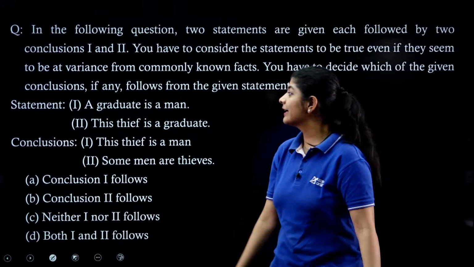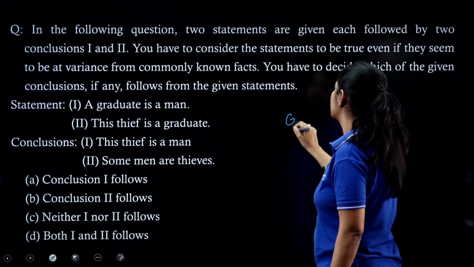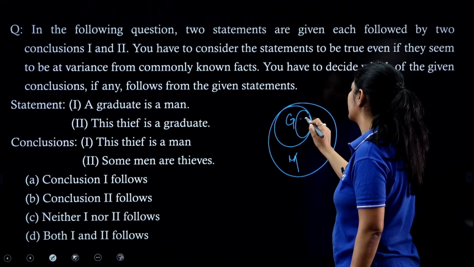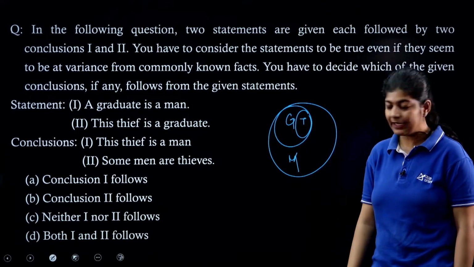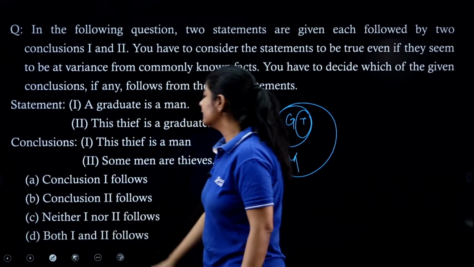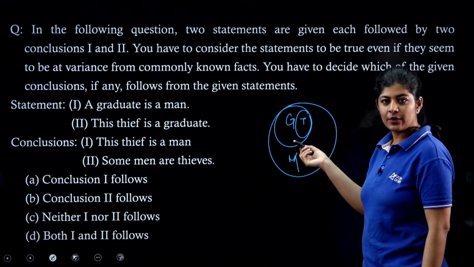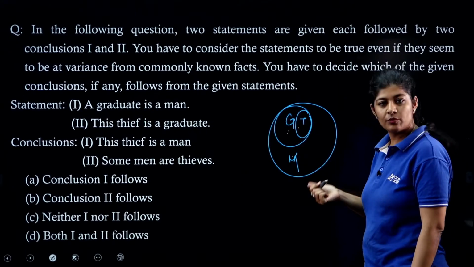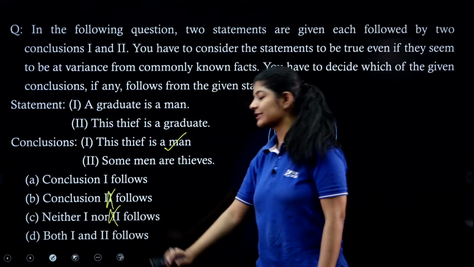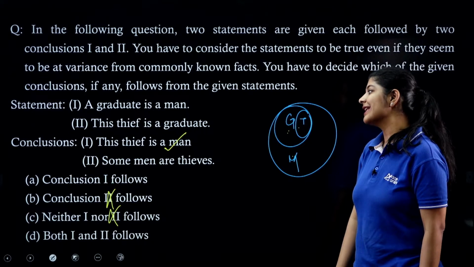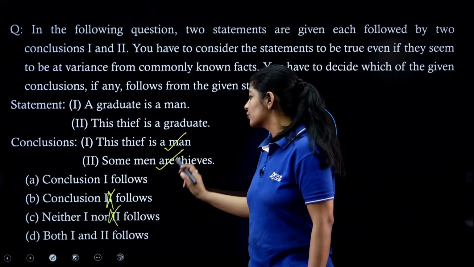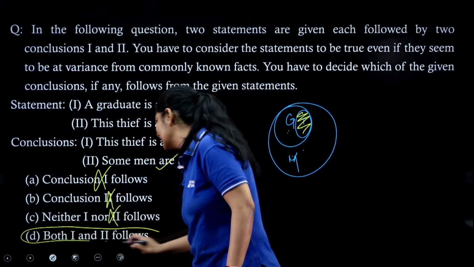Let's see. A graduate is a man. And thief is a graduate. Okay. So this is my diagram. And on the basis of this, I simply need to check my conclusions. The first conclusion, this thief is a man. Yes, because thief is a graduate and the whole graduate belongs to men. This one is true. If this one is true, this option is eliminated, this option is eliminated. Next, some men are thief. Yes, we have something common between them. This is also true. If this is also true, that means option number D is the correct one.